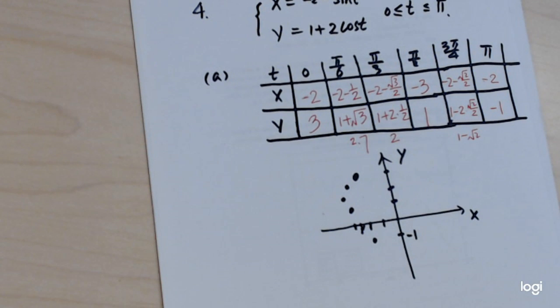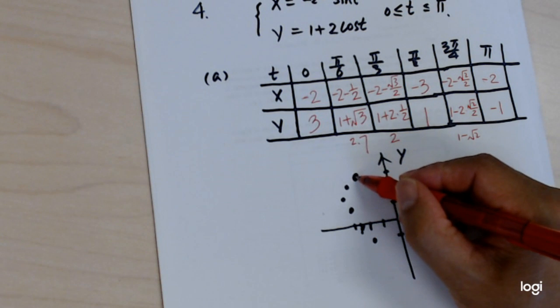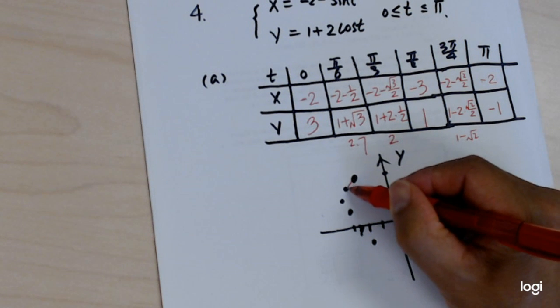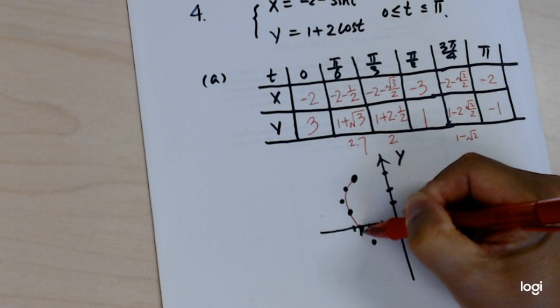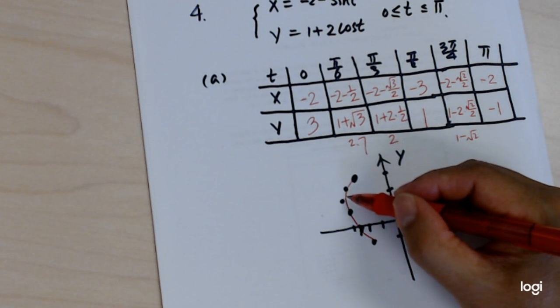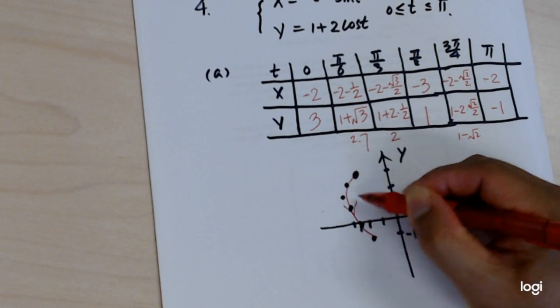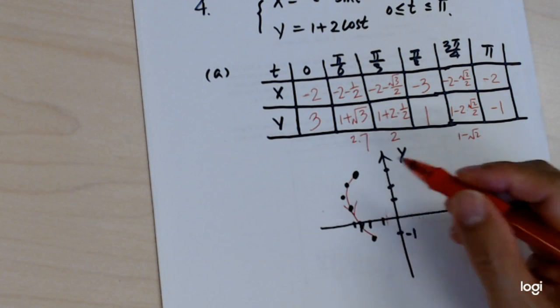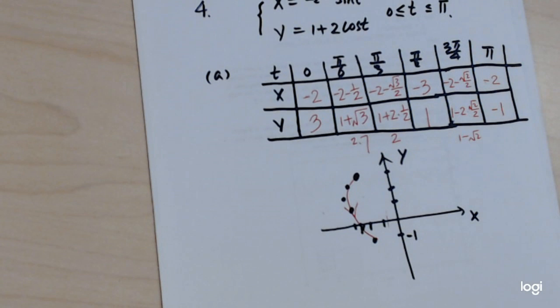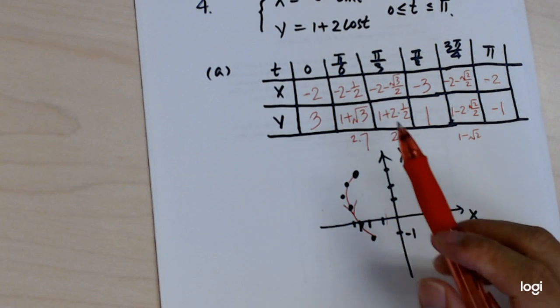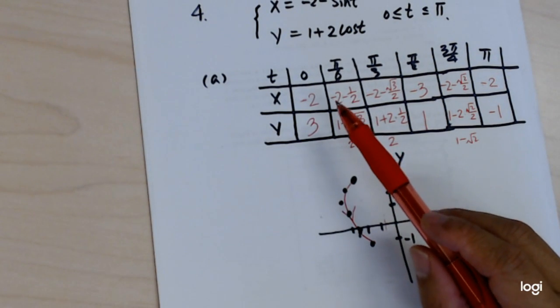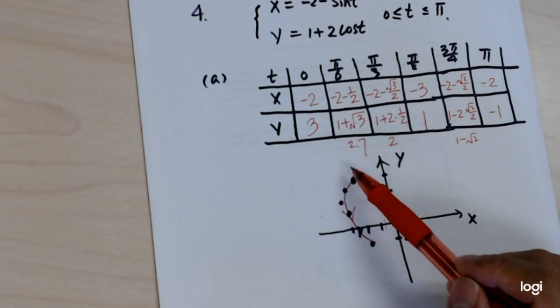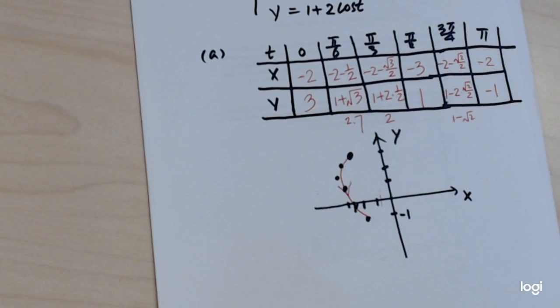So my plot is not very accurate, but if you carefully plot all the points, you will actually see an ellipse, okay? Half of an ellipse going downward like that. The full ellipse will look like this, but this is just half of it. So all I'm asking is that you know how to plug in points and plot some points.